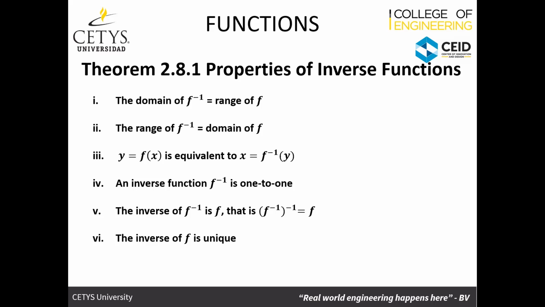y equals f of x is equivalent to x equals the inverse function of y. The inverse function is also going to be one-to-one. And if I substitute the function within the inverse or vice versa, I'm going to get the original value. And the inverse of f is unique, meaning there is only going to be one inverse of the function. And these are going to be the properties.